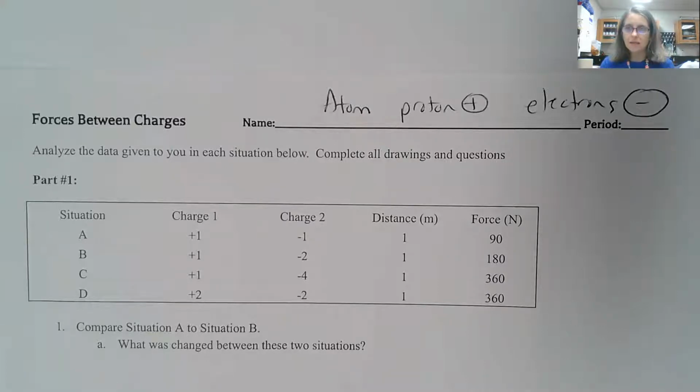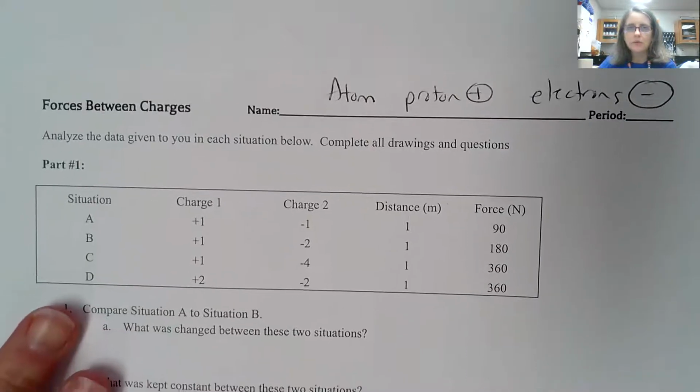Now this data is more appropriate for, say, a physics discussion, but we're going to use the data to see a pattern. And that, again, is going to be the focus we're going to have throughout all of this unit.